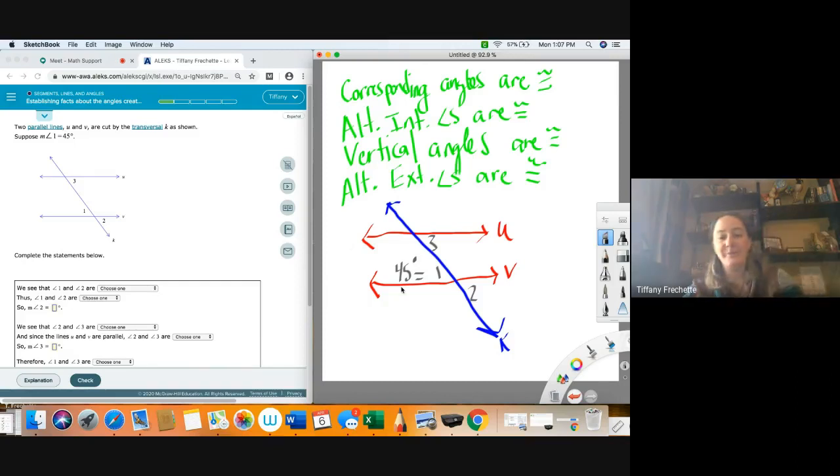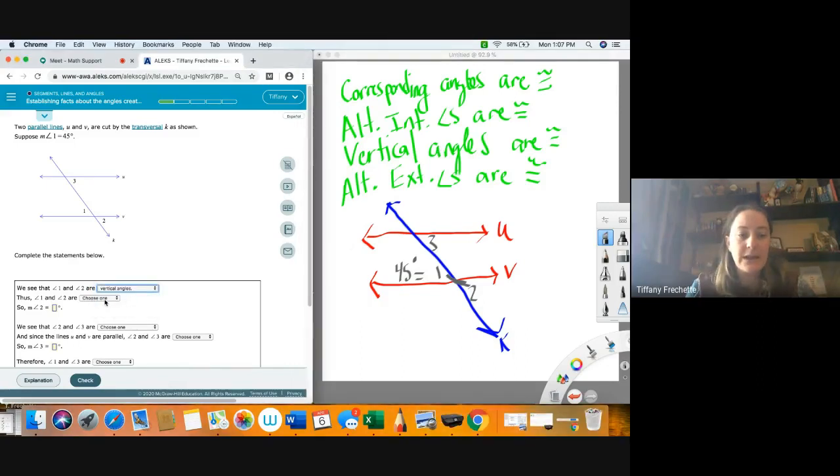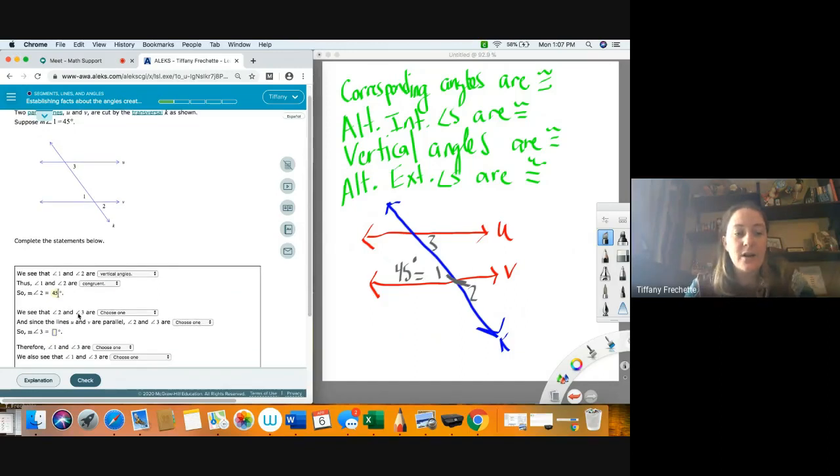Now the first thing it says is angle 1 and 2 are, well, I know I can cross that vertex. As soon as I cross over that vertex, I know they are vertical angles. So I'm going to click on vertical. I know vertical angles are always congruent, so angle 2 must also be 45 degrees. Now we see that angles 2 and 3 are, so we know 2 and 3, let me erase.